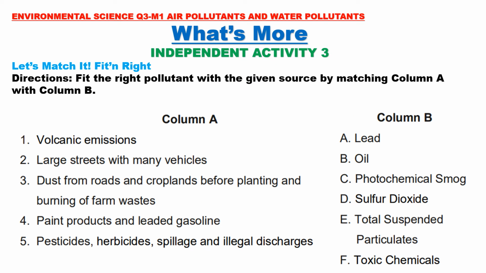Fit the right pollutant with the given source by matching column A with column B. In column A, you have: 1, volcanic emissions; 2, large streets with many vehicles; 3, dust from roads and croplands before planting and burning of farm waste; 4, paint products and leaded gasoline; 5, pesticides, herbicides, spillage, and illegal discharges. Your choices for column B are lead, oil, photochemical smog, sulfur dioxide, total suspended particulates, and toxic chemicals.